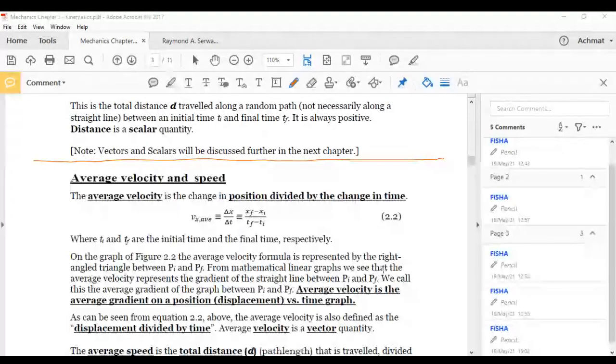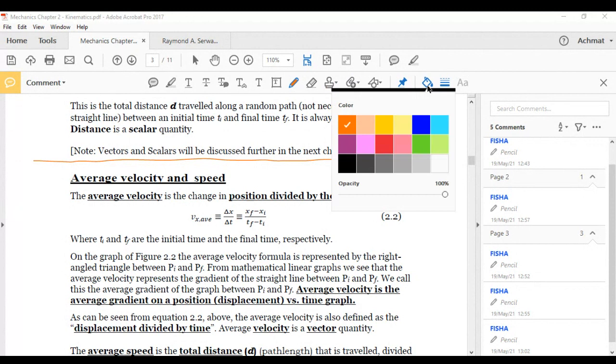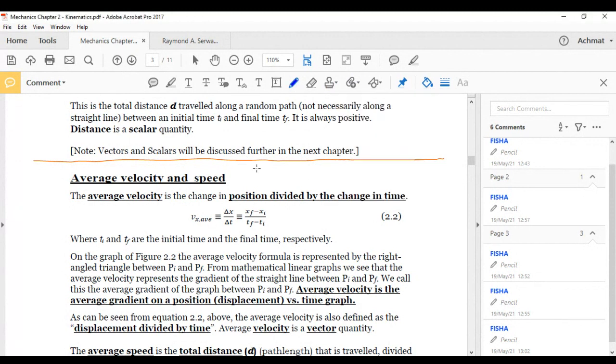Okay, right. Now, where are we? We said that we are going to continue here. Let me just get this color back to blue in case I'm going to be writing here again. Right, so let's see. We speak now about average velocity and speed.